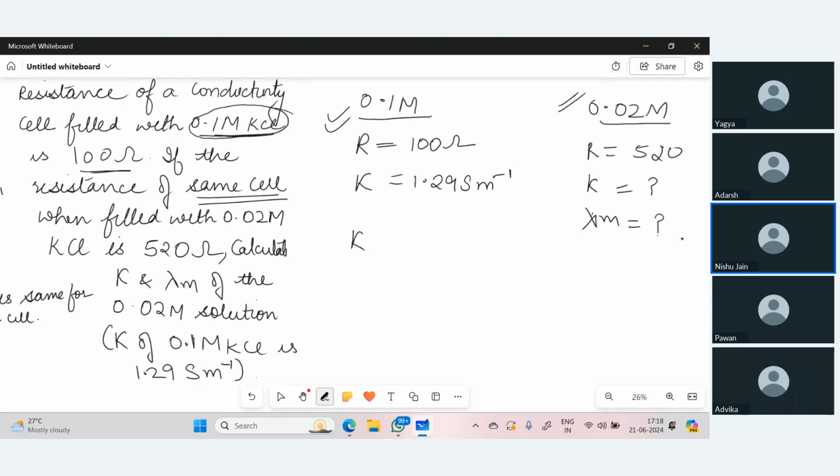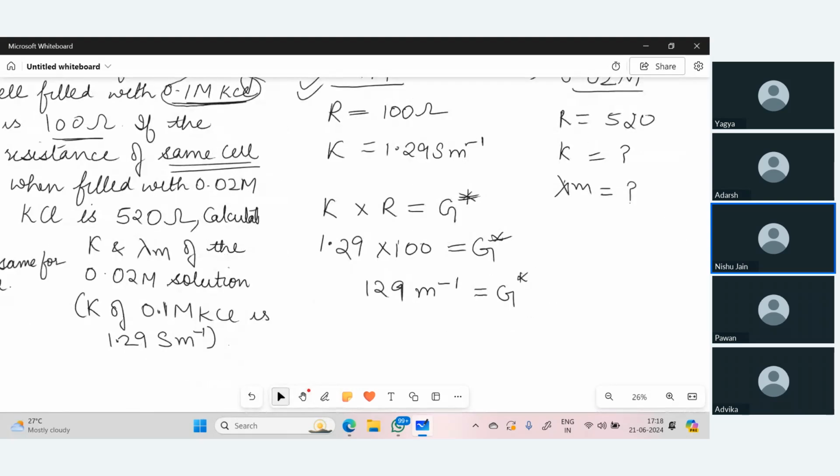See, this formula we have just derived: kappa into R is G star. This kappa value is 1.29, resistance is 100, and it becomes equal to G star. So it becomes 129 per meter. So the cell constant value is 129 per meter.